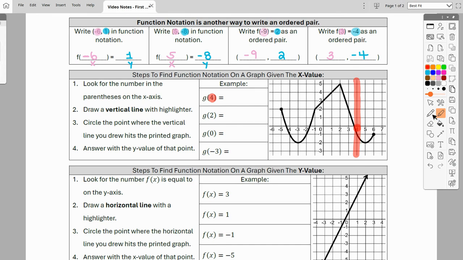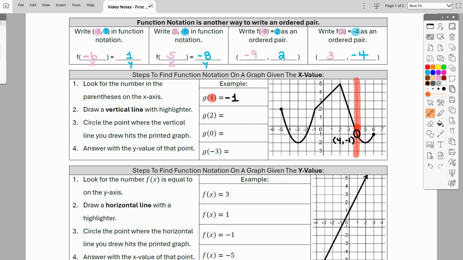I then want to circle the point where the vertical line I just drew hits the printed graph I was given. With that point, I answer with the y value. Well, I just circled 4, -1. So that means my answer is -1, since that's the y value of that point I just circled.